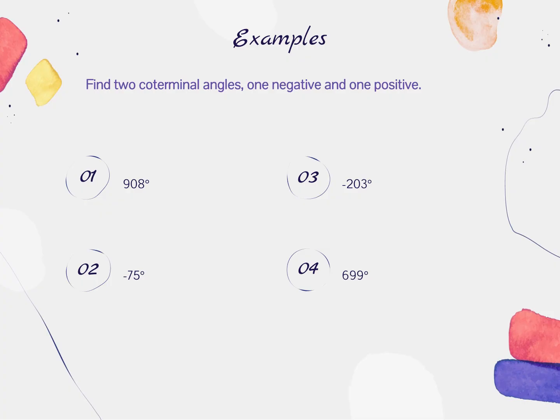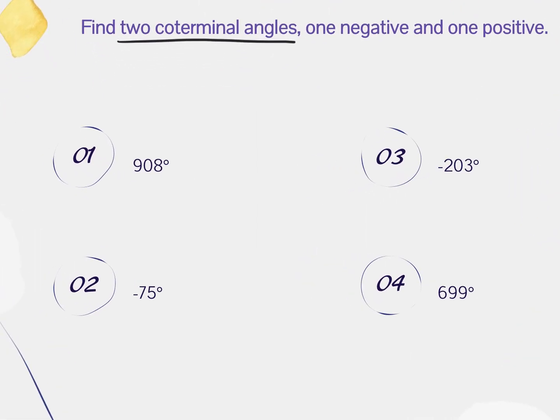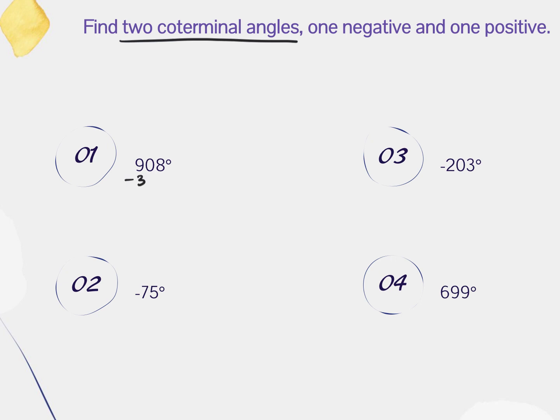So now we're here and we have 908 degrees. And again, if I want to find two coterminal angles, one negative and one positive, I could add 360 to this, but that's just going to take me to a big number that I don't really want to do. So what I suggest you do is just start subtracting 360 from this 908, right?